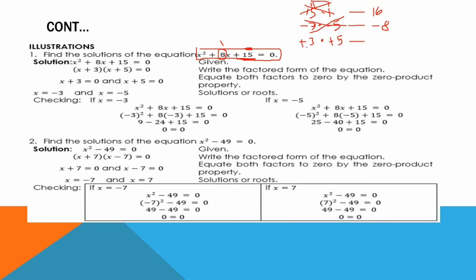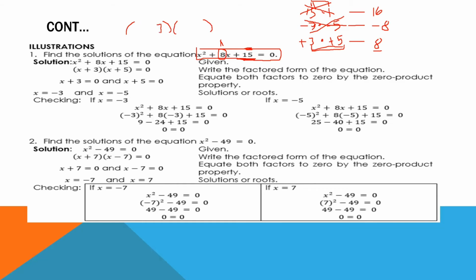So, next is the positive 3 and positive 5. When we multiply it, it becomes positive 15. And then, kapag inadd naman natin, 3 plus 5 is equal to positive 8. So, equal siya sa ating real number b. Therefore, ito yung kukunin nating factor. So, paano ba yung gagawin natin? Magiging, let's put 2 parentheses, no? And then put the factors.